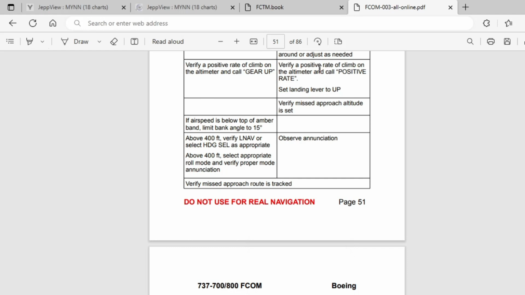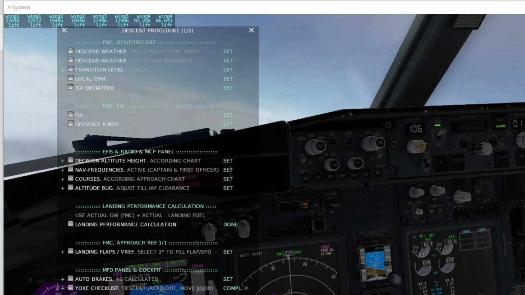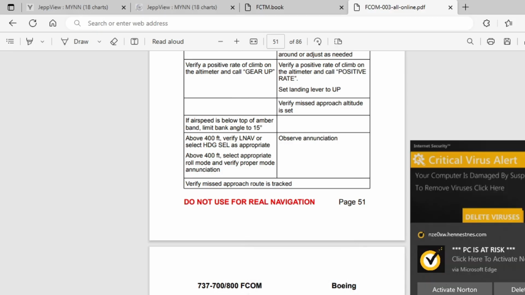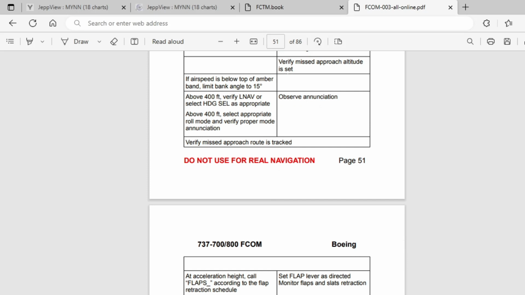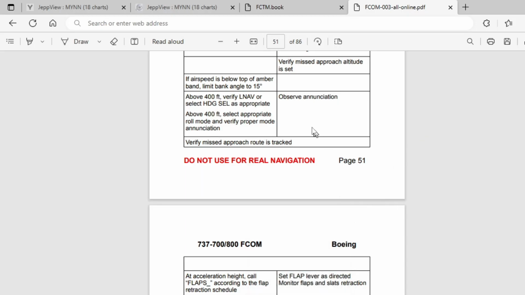Then the pilot monitoring calls out positive rate of climb, and then pilot flying will call gear up, and the landing gear will be raised. Verify missed approach altitude is set. Below the top of the amber band, limit the bank angle to 15 degrees. So if you're at minimum maneuvering speed, then you have to limit the bank angle to 15 degrees.